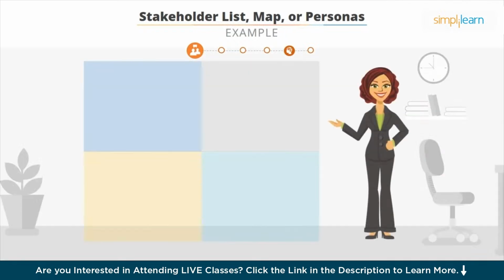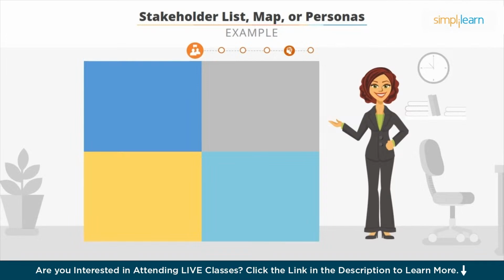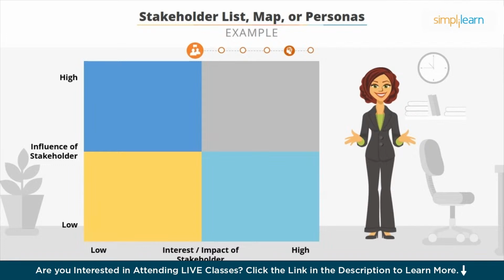This is an example of stakeholder matrix based on interest or impact and influence. In this example, interest or impact and influence levels are low or high. There are 4 quadrants in the 2x2 matrix. 2 quadrants represent low influence or interest, and the other 2 represent high influence or interest. If you use 3 levels, low, medium, and high, then there will be 9 quadrants, 3x3 matrix.